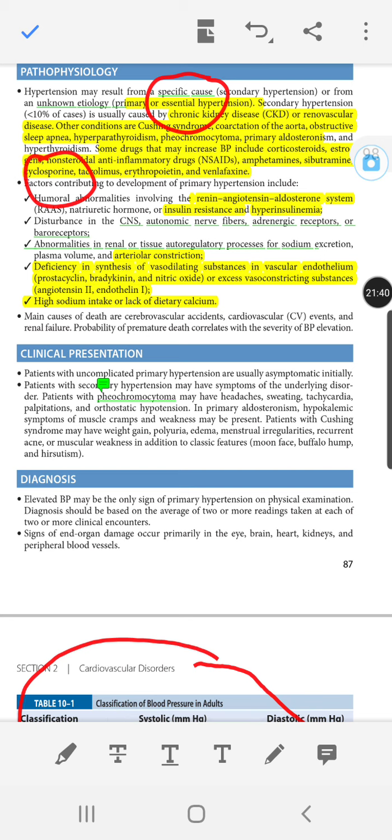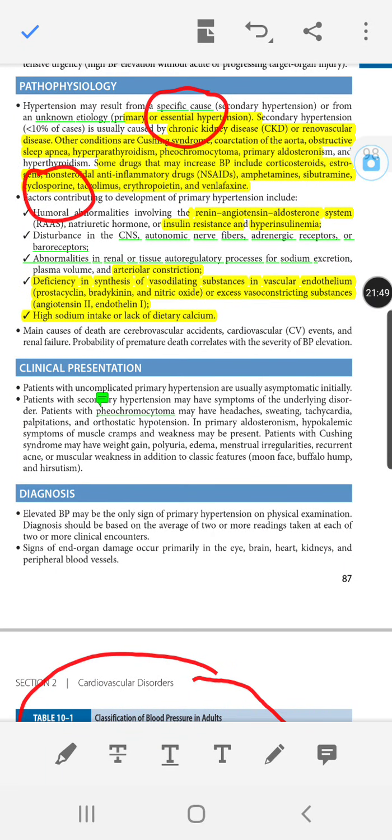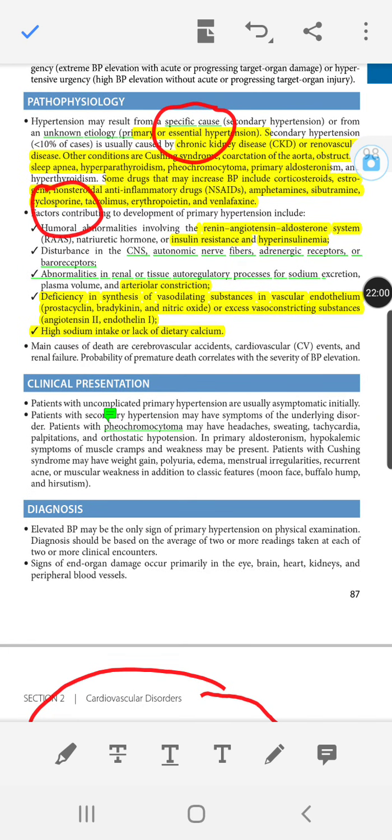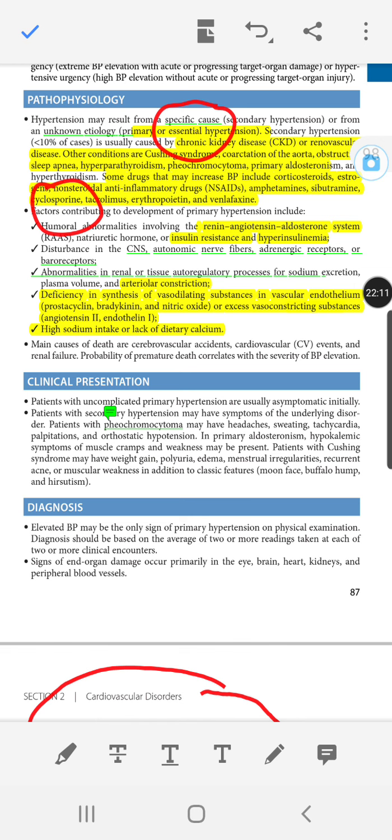Primary aldosteronism or hyperthyroidism, these are secondary causes. Secondary causes sometimes are the drugs you are taking for other conditions, like for pain management you are taking NSAIDs, like diclofenac sodium, ibuprofen, aspirin. These are the common NSAIDs that we use in our daily life. These may be responsible for increasing your blood pressure, so you have to keep an eye when you are taking such kind of painkillers.